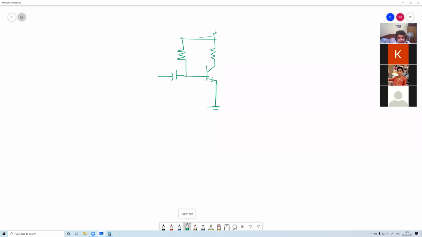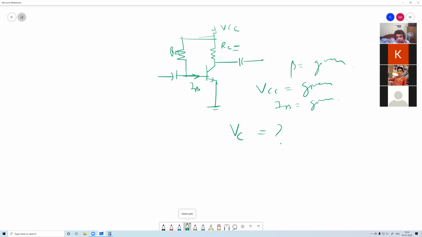This is our circuit: RB, RC, this is VCC. So suppose I give you IB, and I give you RC. So what is VC? VCC is given, beta is given, IB is given, RC is given. What is VC? These four things are given. We need to find VC. How to find it?